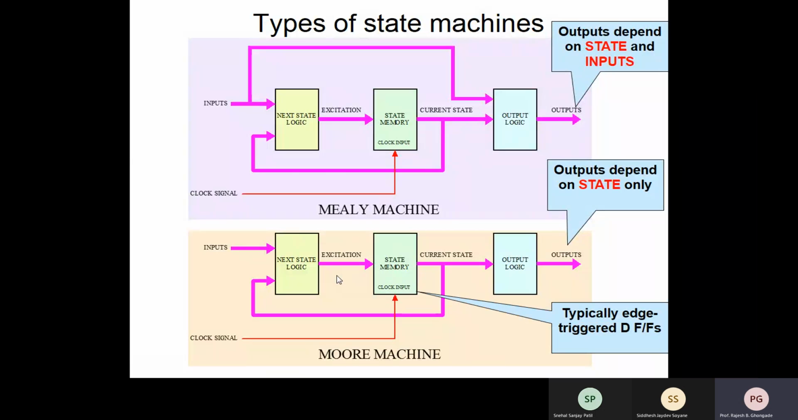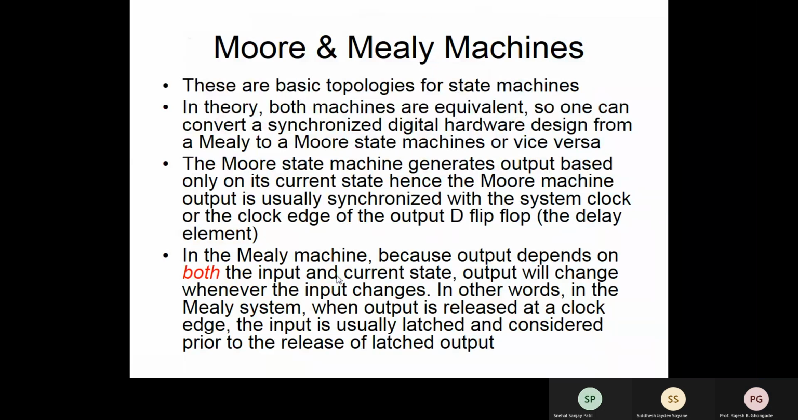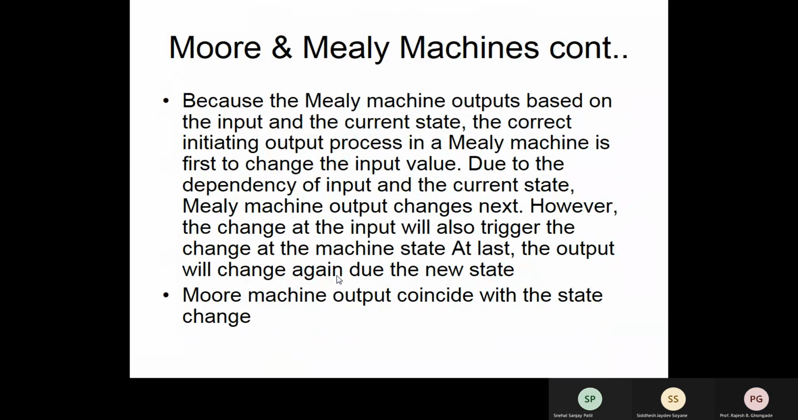So these are typically edge-triggered D flip-flops. These are the basic topologies for state machines. In theory, both are equivalent. So one can convert a synchronized digital hardware design from a Mealy to a Moore state machine or vice versa. The Moore state machine generates output based, as we have already said, on its current state. Hence, Moore machine output is usually synchronized. In a Mealy machine, output depends on both, and so the output may not be synchronized to the clock.